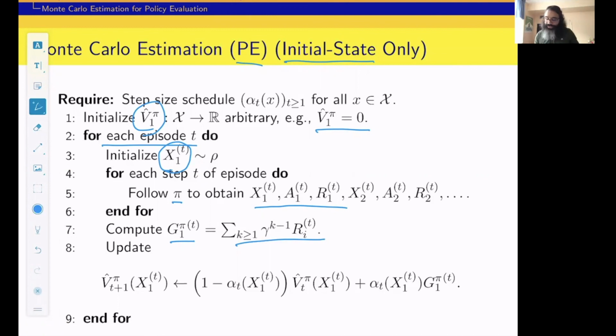So I just add the cumulative sum of the rewards. And then after it's computed, I do a stochastic approximation estimate of it. So v hat at t plus 1 at state x1 is 1 minus the learning rate times the previous value, at time t, plus the learning rate times the return in that episode. And then I go again, initialize a new point, and repeat the process, keep updating v hat of pi.